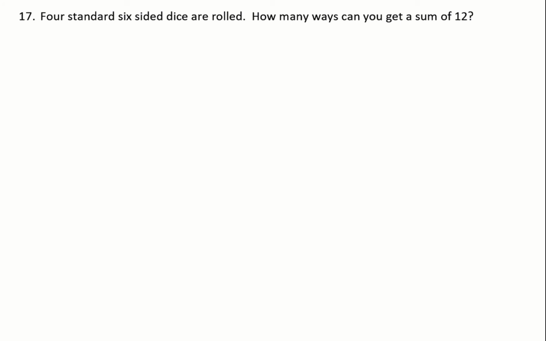Okay, so this one here, you have four standard six-sided dice that are being rolled. So think of it as you have dice A plus dice B, dice C, and dice D, and then you add the numbers, you get a sum of 12. Okay, so there's your equation number one.